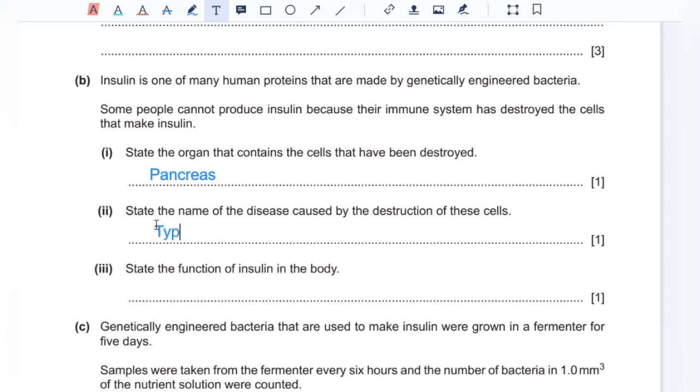I suggest that you do write type 1 diabetes and not just diabetes, because this is an autoimmune disease, whereas type 2 diabetes is not. 3. State the function of insulin in the body.